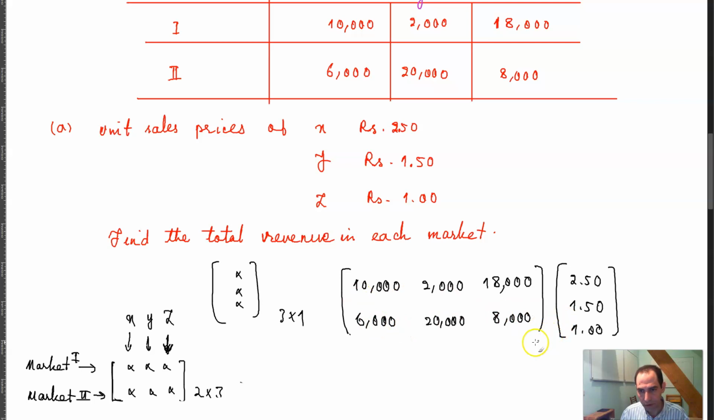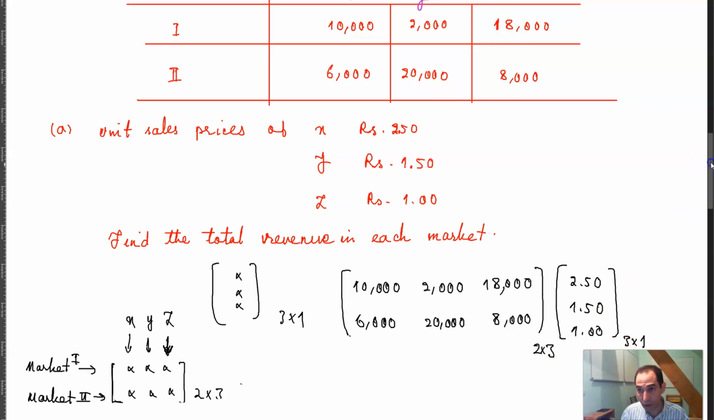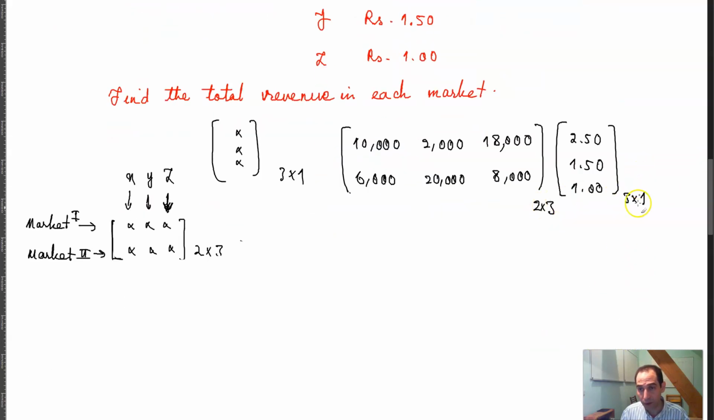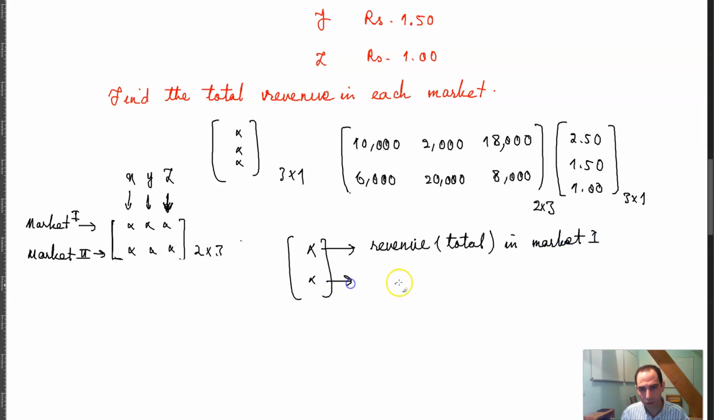And now I can simply multiply, and whatever I get is the revenue. This is a 2 by 3 matrix, this is a 3 by 1 matrix. Multiplication is allowed, there is no problem with that. That gives me a 2 by 1 matrix, meaning that a matrix like this, and this would be the total revenue in market 1, and this would be the total revenue in market 2. That's what we were actually looking for, right?